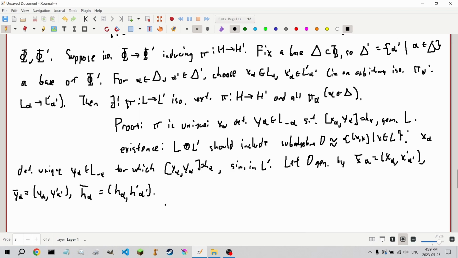So why is D proper as a subalgebra? Because conceivably you could have both an x alpha with x alpha prime and also x alpha with 2x alpha prime, which would generate all of L prime, which is then all of L, which is then everything.